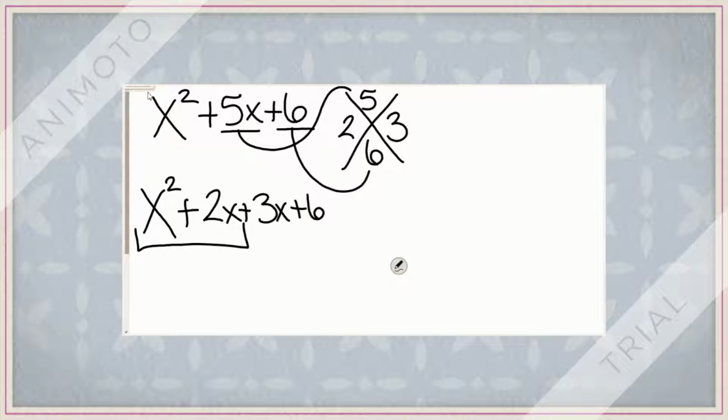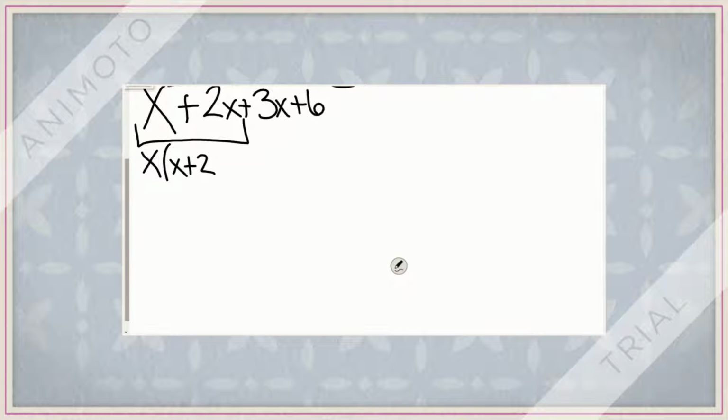So what do your first two terms have in common? They both have an x in common. So we're going to factor out that x. And after that, we're left with x plus 2. Then we go to your second set of numbers, and we factor out what they have in common. Well, they have a 3 in common, because 6 is divisible by 3, and so is 3. And that leaves us with x plus 2.